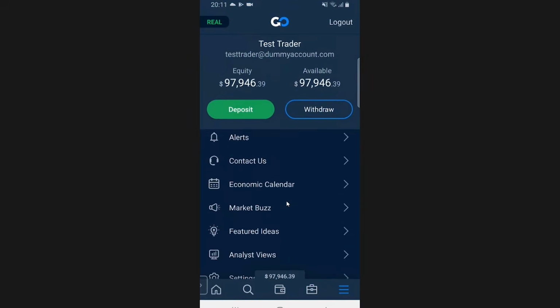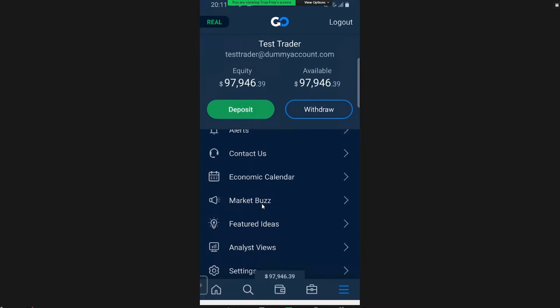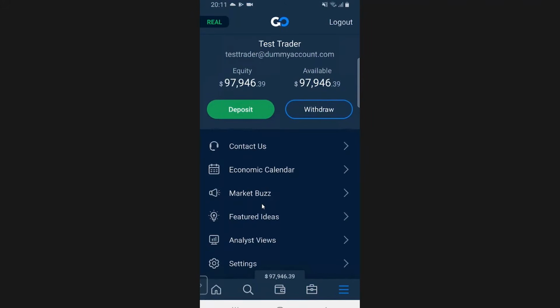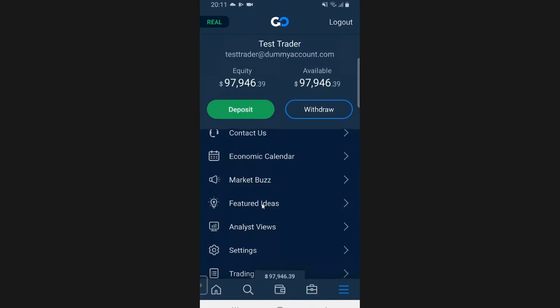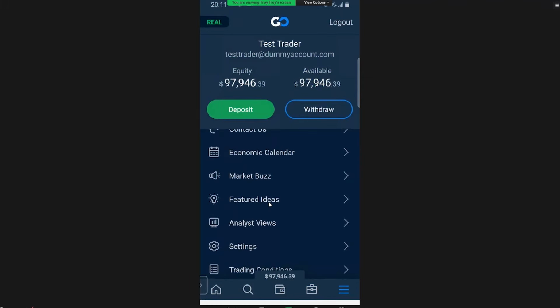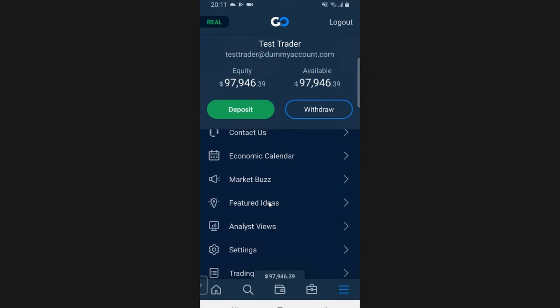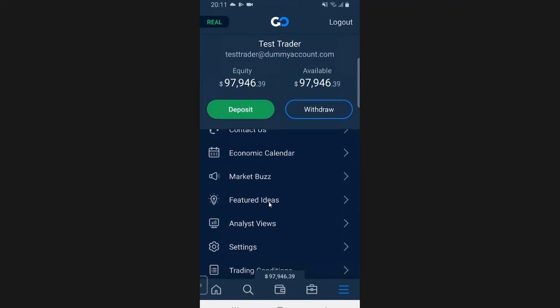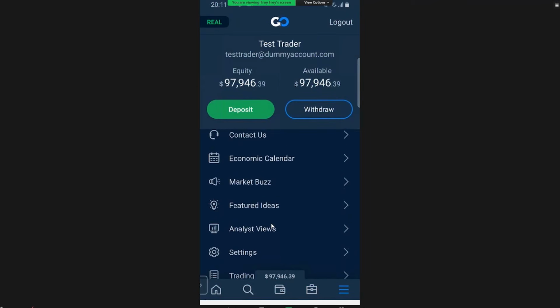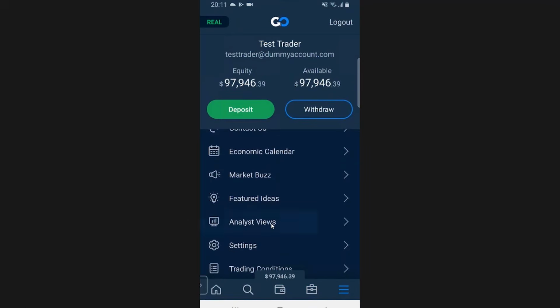And by advanced features, I'm talking about Market Buzz, which gives you fundamental news stories updated by the minute on most all of the major stocks that we offer. So you can see what are the latest headlines on Apple, Google, Amazon, etc. You've got featured ideas that really breaks down in detail individual currency pairings with indicators listed, the thinking behind it, the rationale, why you would take a trade in a certain direction, etc. The analyst views are more like trading signals, which we'll take a look at right now.